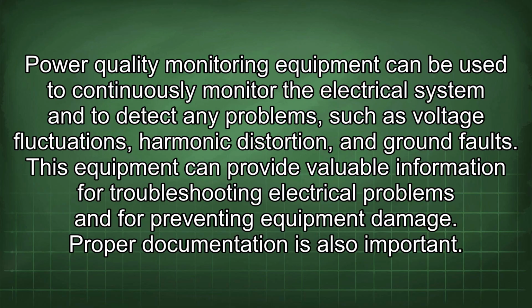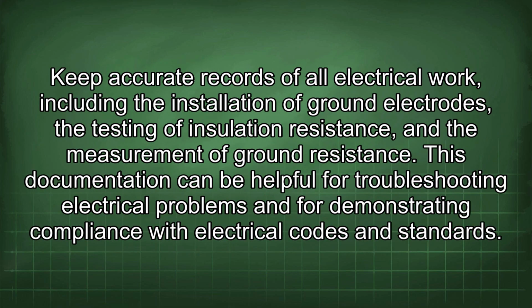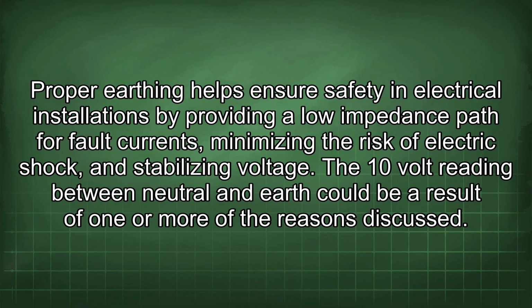Proper documentation is also important. Keep accurate records of all electrical work, including the installation of ground electrodes, the testing of insulation resistance, and the measurement of ground resistance. This documentation can be helpful for troubleshooting electrical problems and for demonstrating compliance with electrical codes and standards. Proper earthing helps ensure safety in electrical installations by providing a low impedance path for fault currents, minimizing the risk of electric shock, and stabilizing voltage.